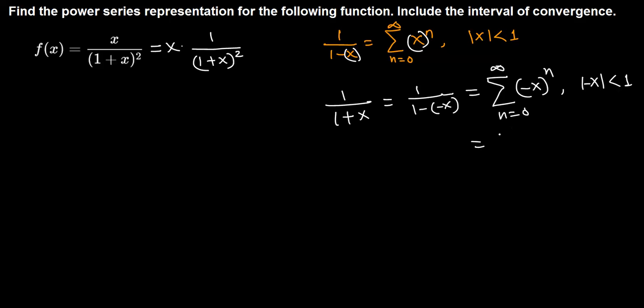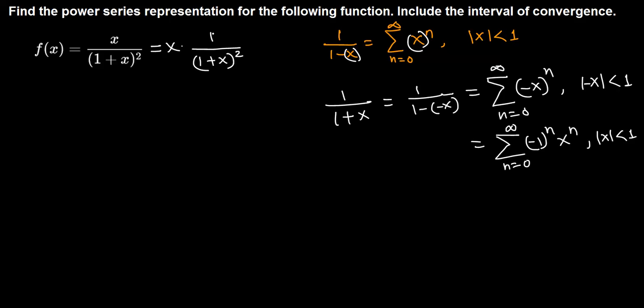And we can do some further simplifying here, n from 0 through infinity. Negative x to the n is the same as negative 1 to the n times x to the n. This is producing the plus and minus signs, so we are basically getting an alternating series, and the absolute value of negative x is the same as the absolute value of x less than 1. So if we have 1 over 1 plus x, then we have this power series.